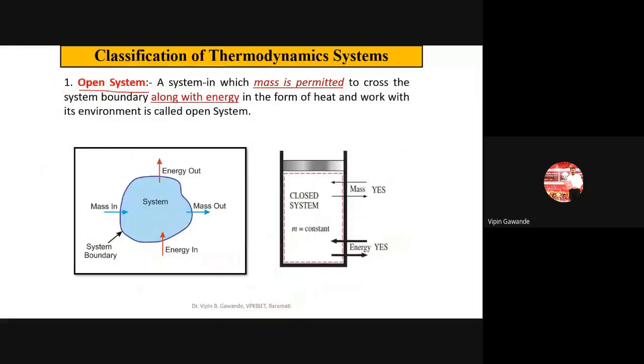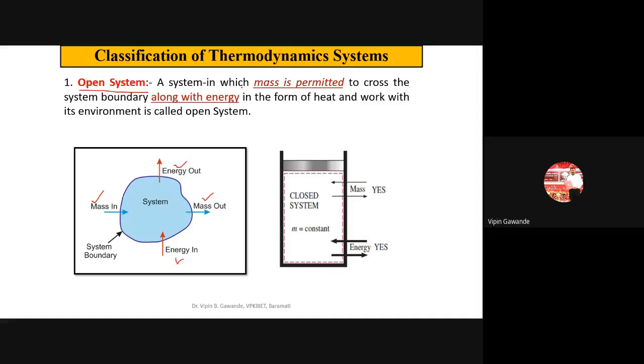Open system. Now what is this open system? Open system means it allows the transfer of mass. Mass can enter, and mass can come out, in and out. At the same time, there is a transfer of energy also.